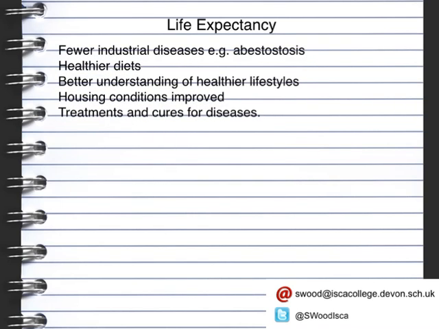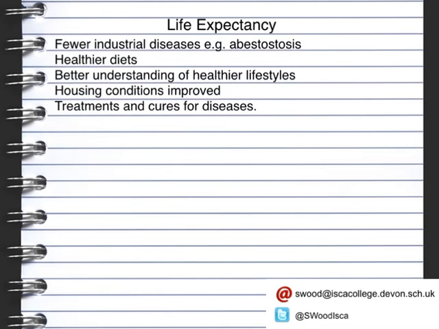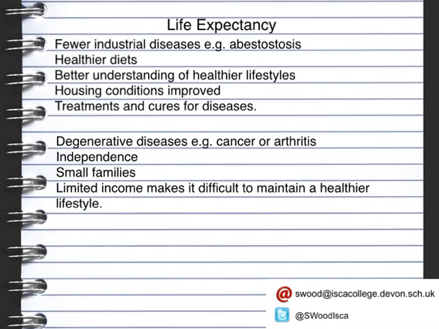Now, these life expectancy factors will bring on certain problems, and these problems can include things like degenerative illnesses such as arthritis or cancer. Chances are that you know an elderly relative that has perhaps suffered from one or both of those. Elderly people find it more difficult to live on their own. Independence is quite a big problem for them.